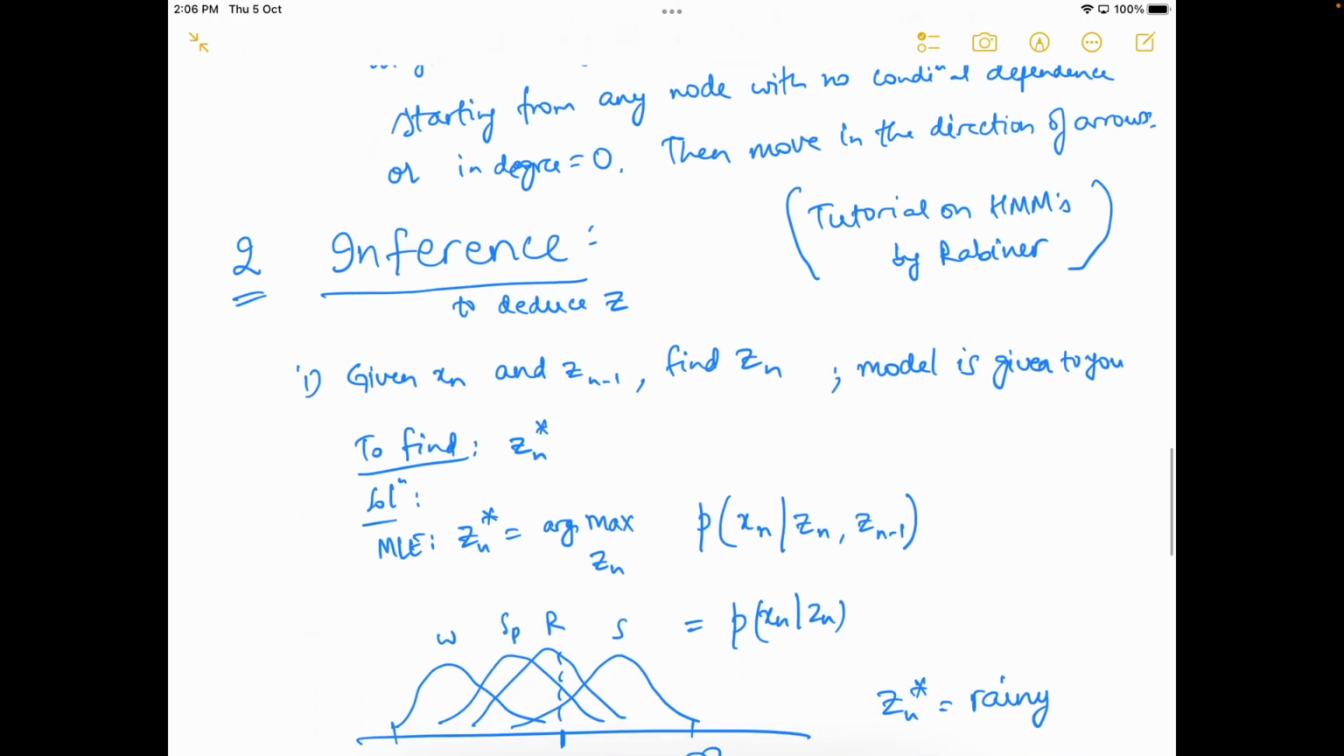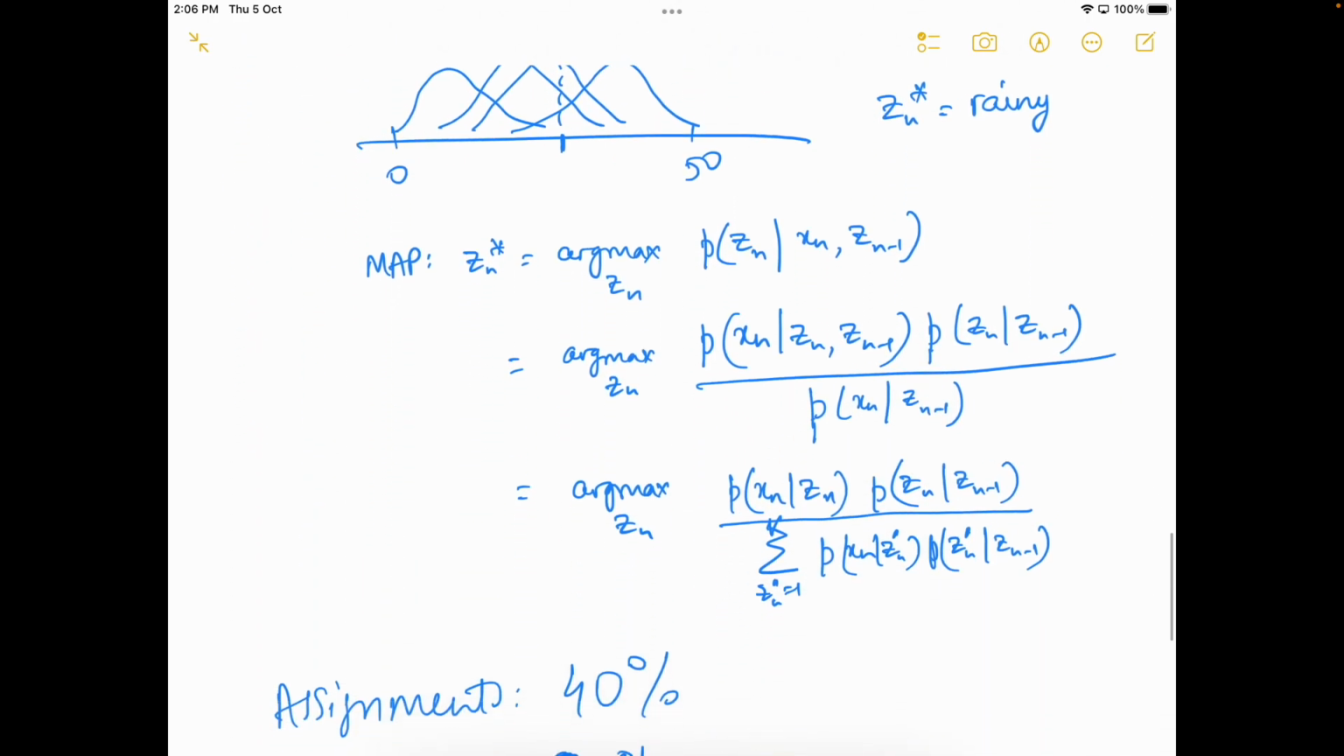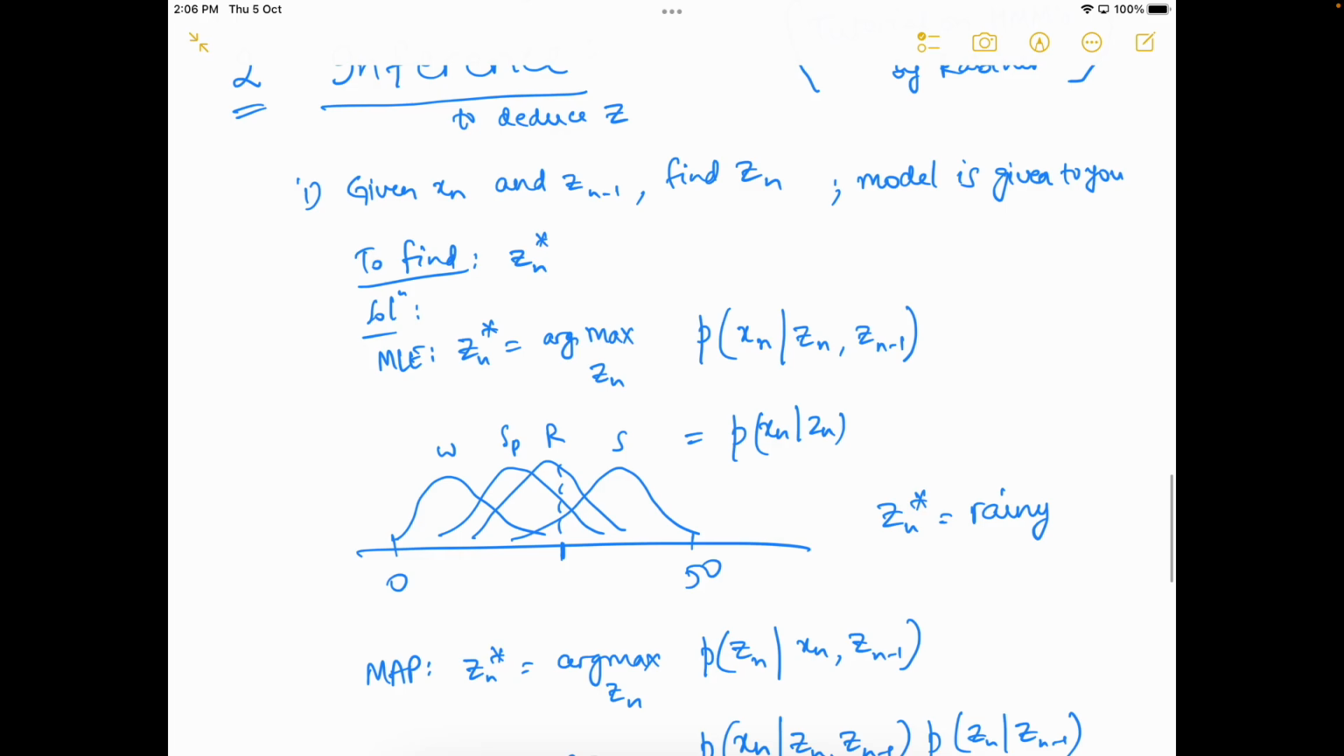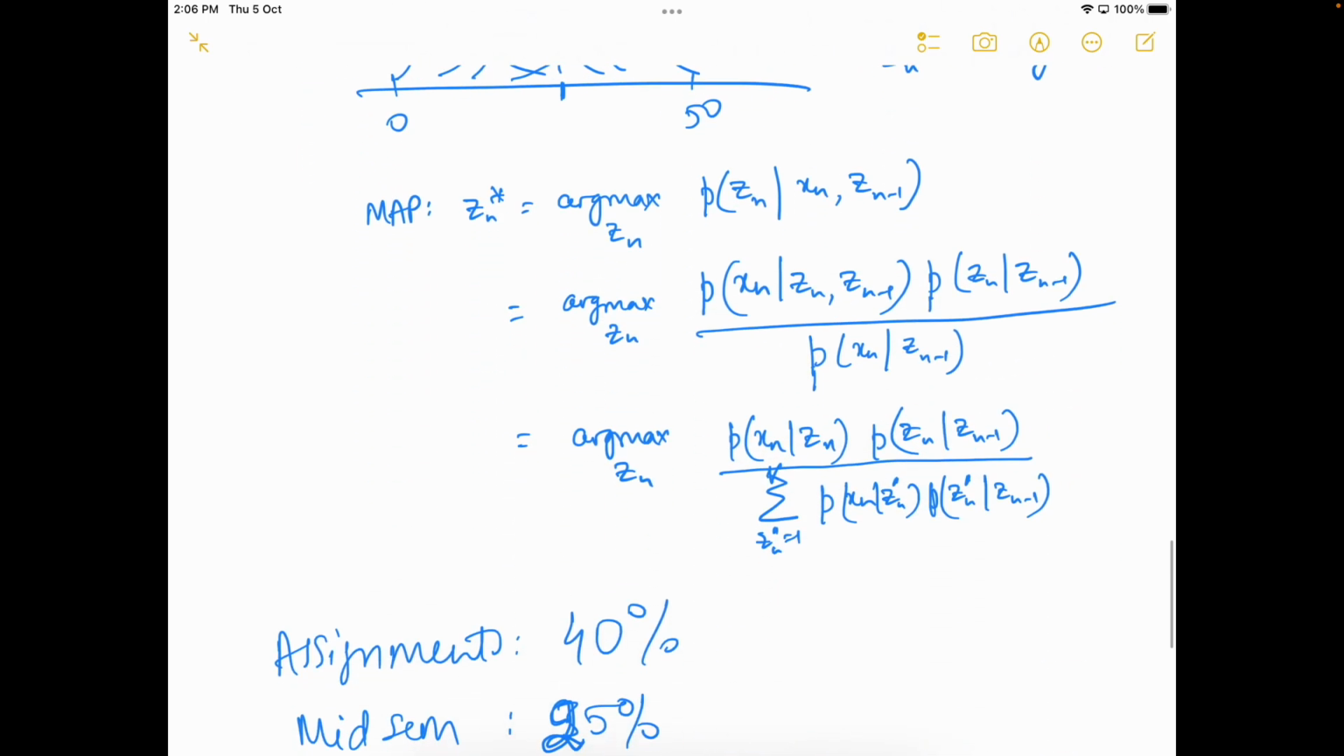So MLE and MAP. And we found that MLE estimate is very easy, but it may not be the best one because it does not take into account the information about Zn minus 1. Therefore we saw MAP estimate, which is able to take into account both the information of Xn and also the information of Zn minus 1.